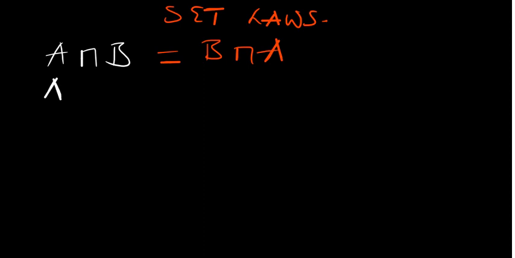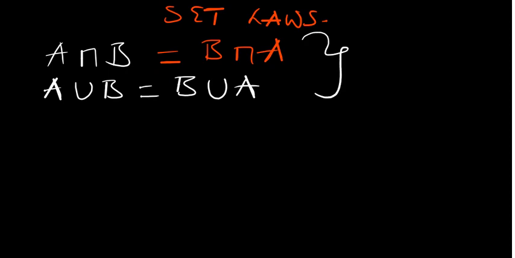The same applies to union. Whether you start with B union A or A union B, these are going to be one and the same. Are we together? So these are called commutative laws. A intersection B is the same as B intersection A, so it doesn't matter what you start with. Any questions there? There are no questions.